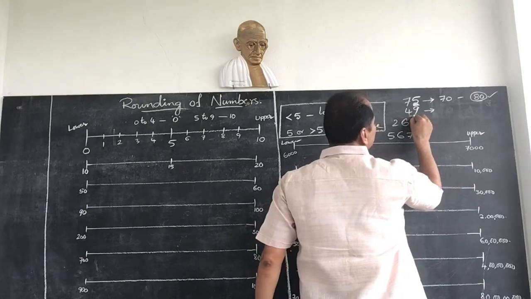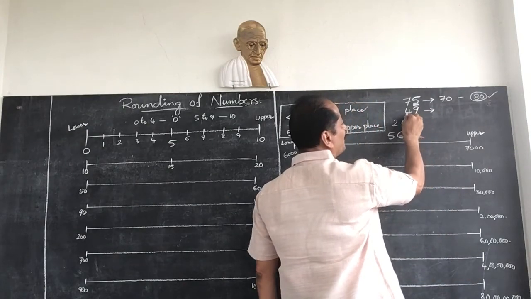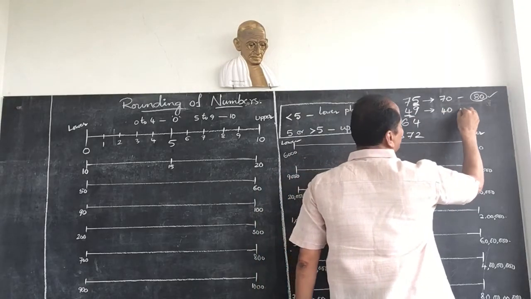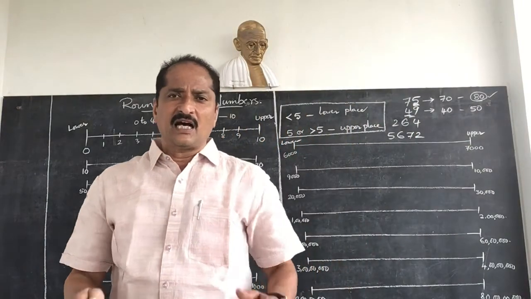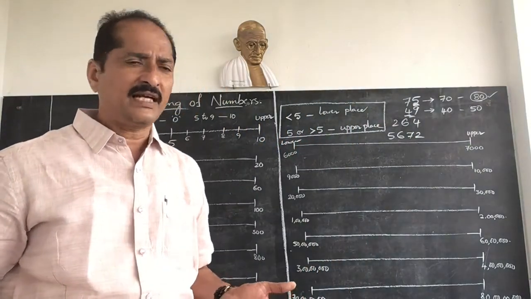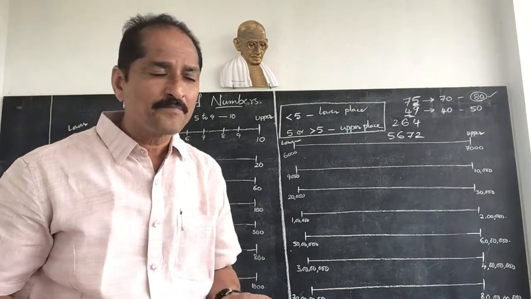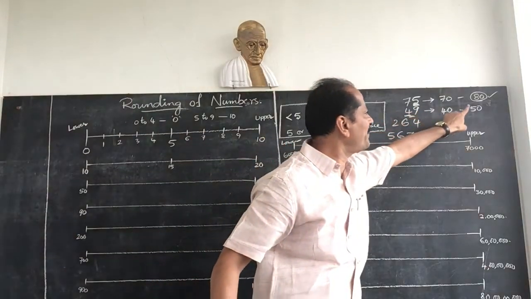It is in between which two tens? How many tens are there here? Ones, tens, 4 tens are there. 4 tens means this number is in between 4 tens and 5 tens. That number should be rounded to which place? To round off, lower 10 or upper 10. Lower 10 means 40, upper 10 is 50.